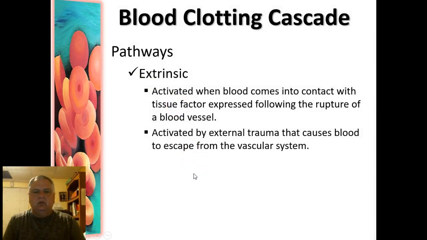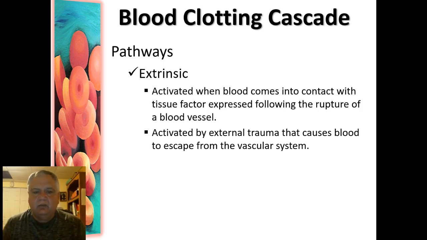Okay, so we mentioned there are two pathways involved in the blood clotting cascade. One of them is called extrinsic and the other one is called intrinsic. Let's take a look at these two pathways. The first one we're going to look at is the extrinsic pathway.